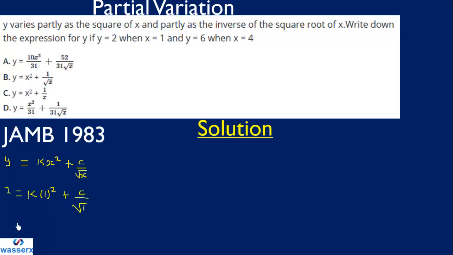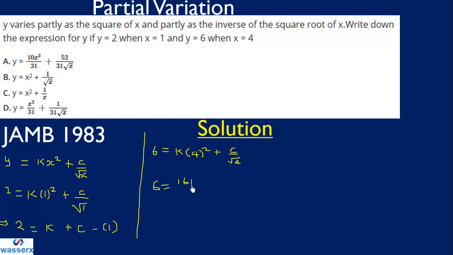So we have 2 equals k into 1 squared plus c over root of 1. So simplify this to obtain 2 equals k plus c. So let's call this equation 1. Now the next thing we do is to sub in the second set of values. So 6 is equal to k times 4 squared plus c over root of 4. So this will give us 6 equals 16k plus c over 2. So we multiply through to obtain 12 equals 32k plus c.